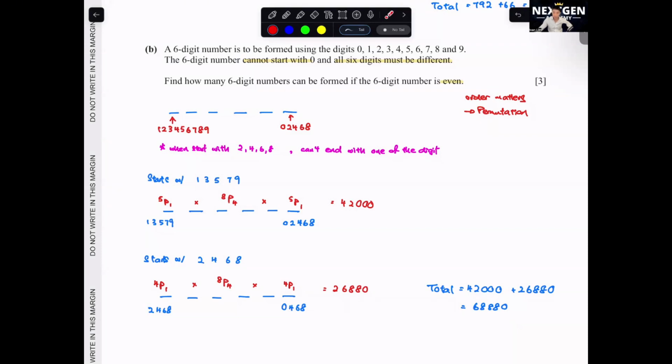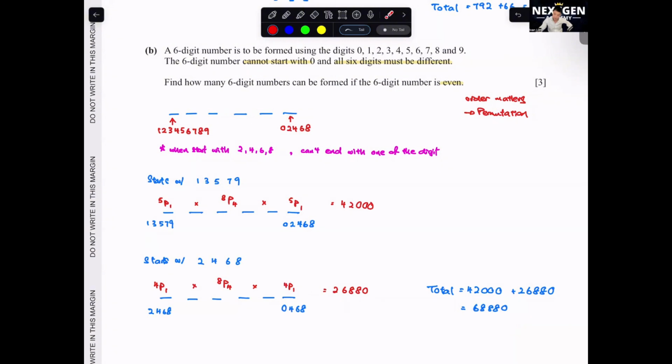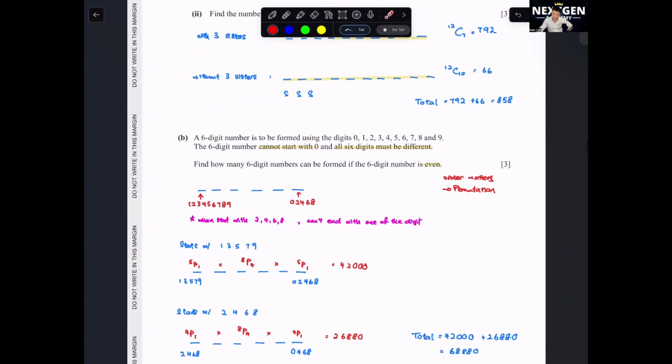Okay, now back to Junhin's question. Can you use 12 factorial over 7 factorial, 12 minus 5 factorial? Let me ask you, why do you want to do that? Don't make your life hard. You only do that for paper 1. This is paper 2.